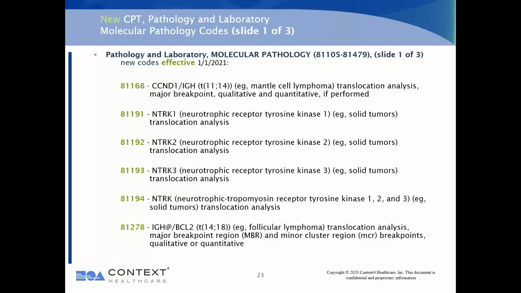There are 3 neurotrophic receptor tyrosine kinases that are associated with some solid organ tumors. New code 81191 is a translocation analysis of NTRK1. 81192 is a study of NTRK2. 81193 studies NTRK3, and 81194 is for reporting translocation studies of all 3 of these NTRK kinases. New code 81278, a translocation found in follicular lymphoma, is studied here. This test analyzes the major breakpoint region and minor cluster region breakpoints.